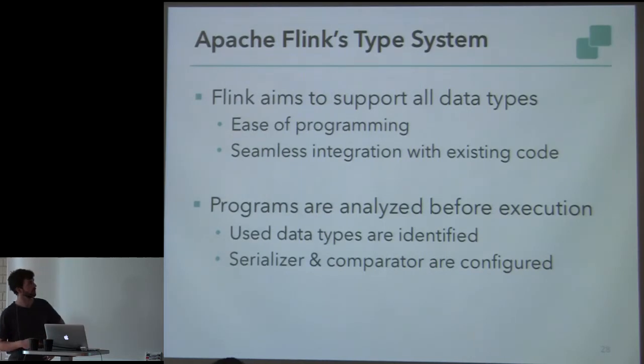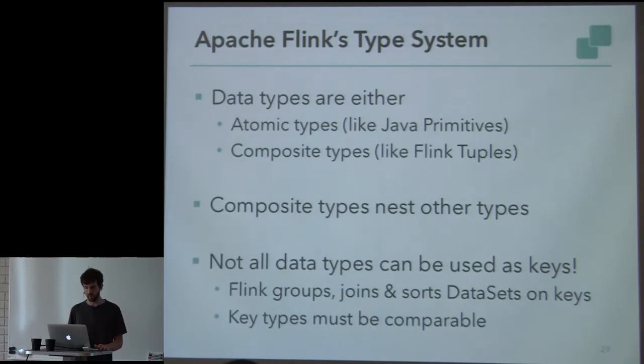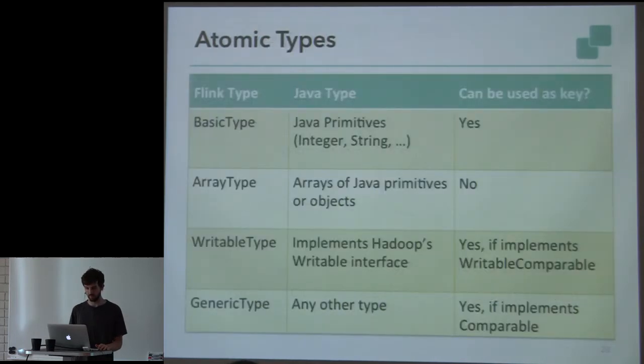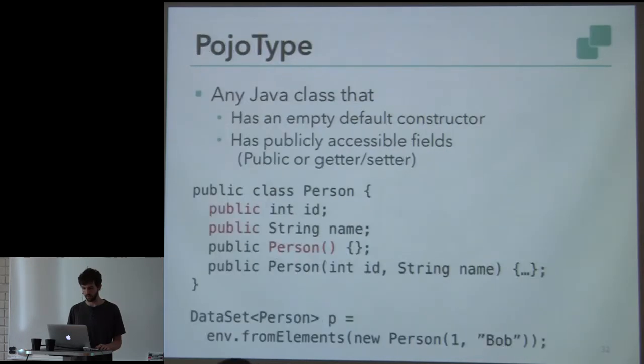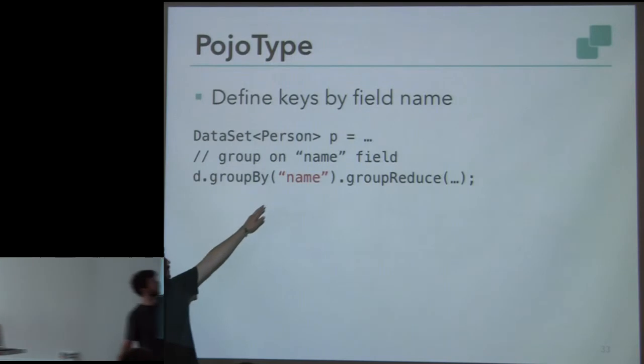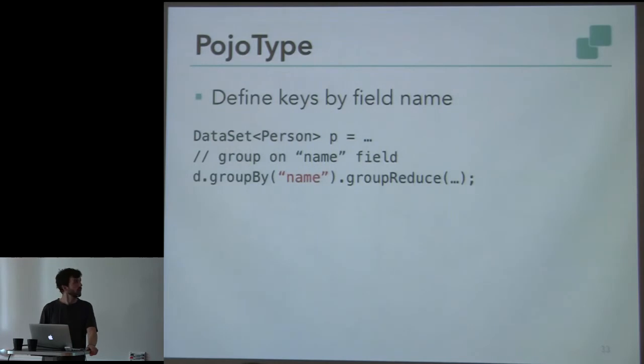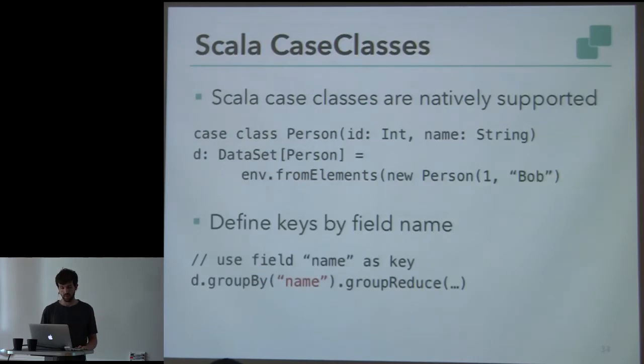Here, I wanted to talk about the type system, but it's probably not so interesting. I'm gonna skip this part. You can also use POJOs, your own objects as data types, and that makes it possible. Or you can use this syntax to select fields by name, which is nice because you don't have to remember whether it was the first or second field. And Scala case classes are also supported.